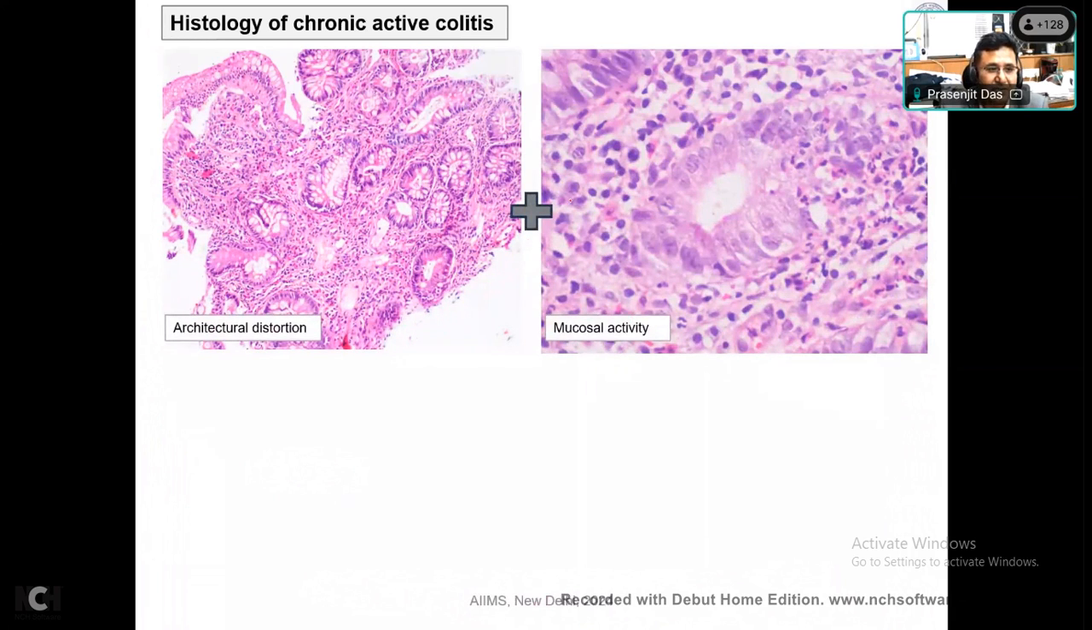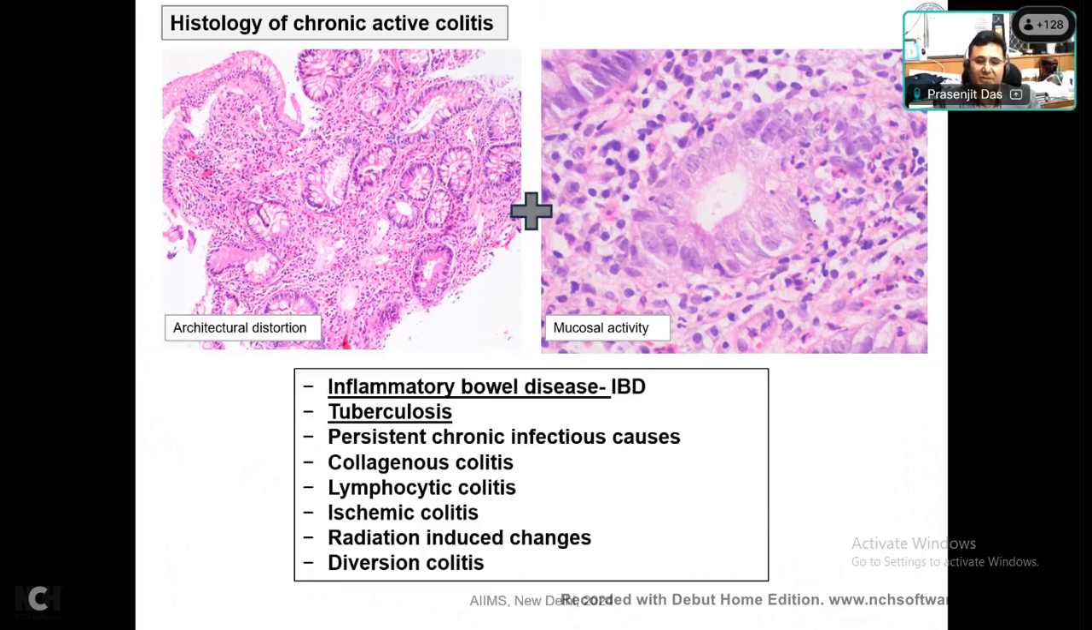Okay. So I was showing you histology of chronic active colitis. That means we'll be having features of chronicity as well as features of activity. And if I now talk about the differential diagnosis, the first differential diagnosis where we can see the mixture of both activity and chronicity, that is IBD.